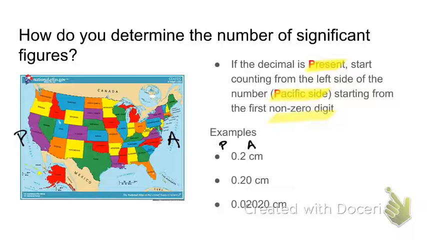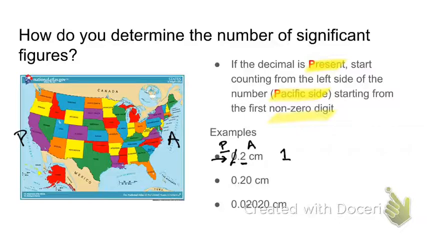So let's just do an example. Here we have 0.2. I have a decimal present, and so I'm going to start from the Pacific side. Present, starting from the Pacific side. And I'm going to start from the first non-zero digit. So if I start from this side, the first number I run into is a 0. Now that 0 is not significant. Why? Because you start counting from the first non-zero. So this is a 0, and so it doesn't count. The first significant figure I have is a 2. 2 is not a 0, and so I only have one significant figure.